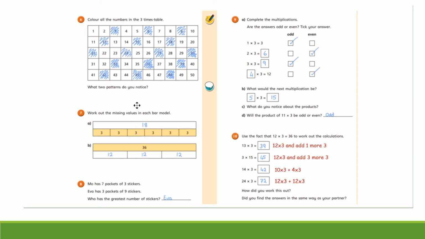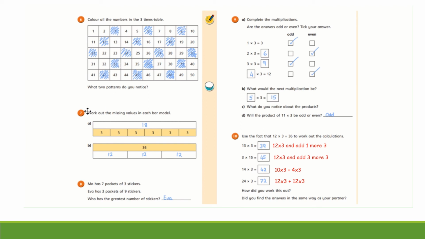Let's now take a look at the second page of questions. So colour all the numbers in the 3 times tables, and you can see if you coloured them all, you can see where they've all shaded: 3, 6, 9, 12, 15, 18, 21, 24, 27, 30, 33, 36, 39, 42, 45 and 48. And it says, what do you notice? You can actually see there the patterns go diagonally, don't they?